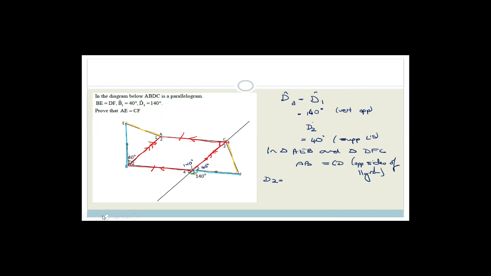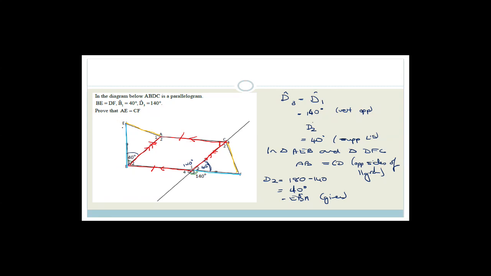Sorry, guys, let's focus. So we've got D3 equals 180, D2 is equal to 180 degrees minus 140, right? Which is 40 degrees. So there you go, you now have that this angle here is 40 degrees, which happens to equal EBA, which was given. Okay, so we've just said that AB is equal to CD. We've also said that this angle is equal to this angle, okay?